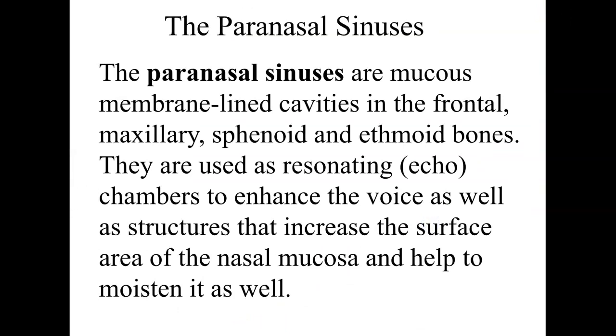All right, so in those paranasal sinuses, you're going to have mucous membranes that line the cavities in the frontal, maxillary, sphenoid, and ethmoid bones. They're used, like we said, as resonating or echoing chambers to enhance the voice, as well as structures that increase the surface area of the nasal mucosa, and they help moisten when you breathe in. When that air comes in, it's very dry, and it has to be heated and moistened. And so these are also things that are done here.